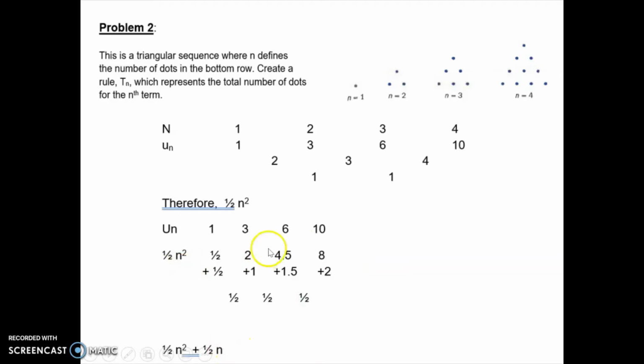Think about that one if you struggle with it. Look at the numbers closely and figure it out. Let's go to the next one.